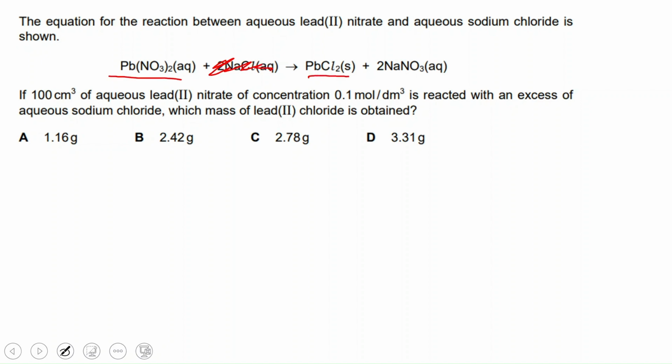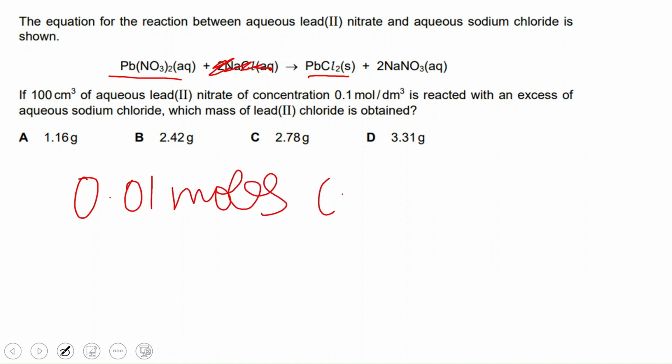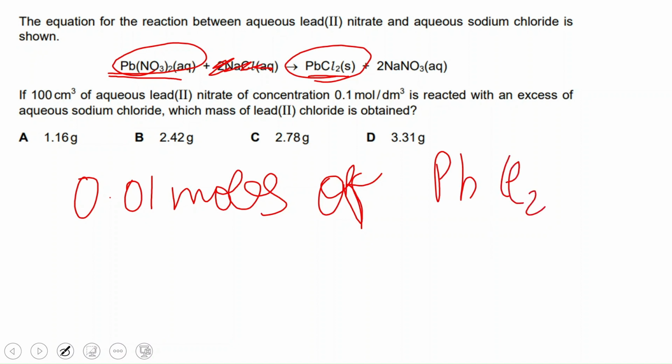So let's do this. Lead has moles of what? Moles is going to be concentration into volume. So the concentration is 0.1 moles per decimeter cubed. So you multiply it with the volume in decimeters cubed. So 100 divided by 1000, which is going to be 0.1 into 0.1, which is 0.01. So you have 0.01 moles of lead nitrate and lead chloride. So I'm going to write PbCl2.